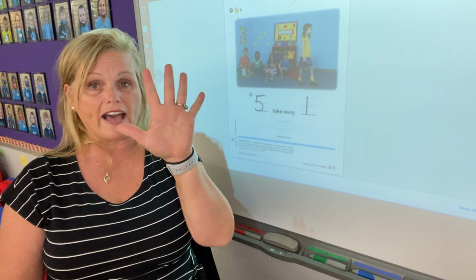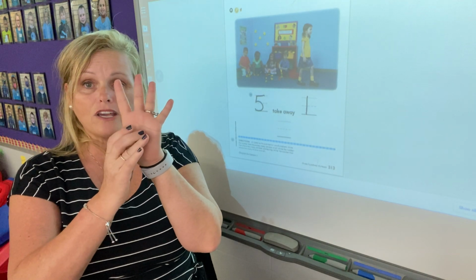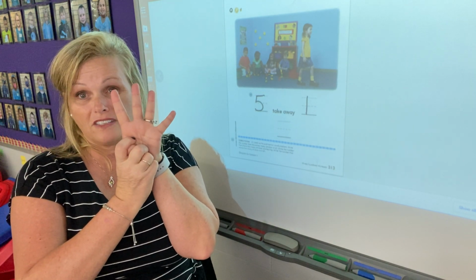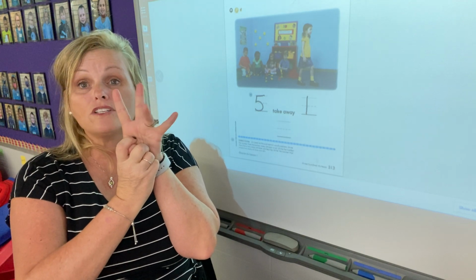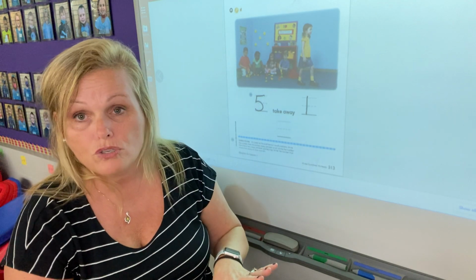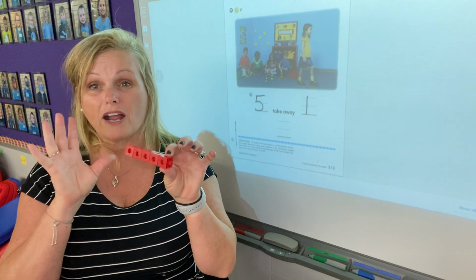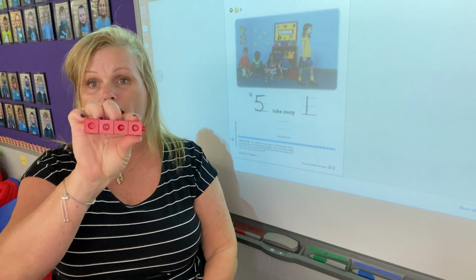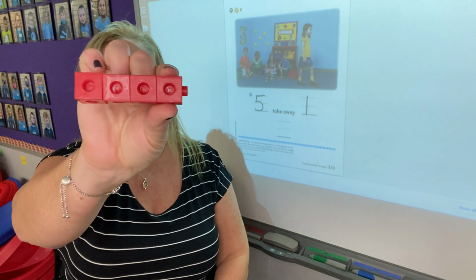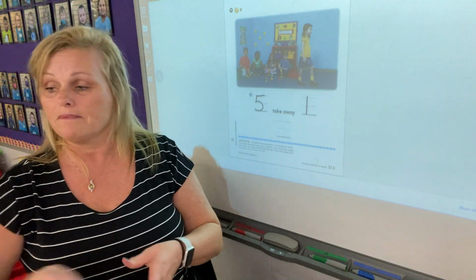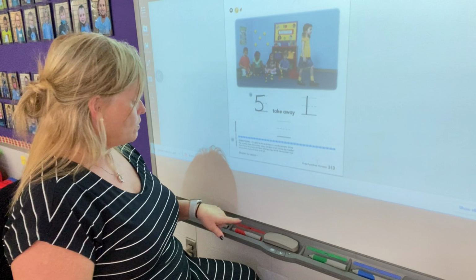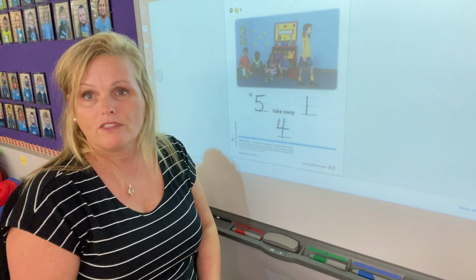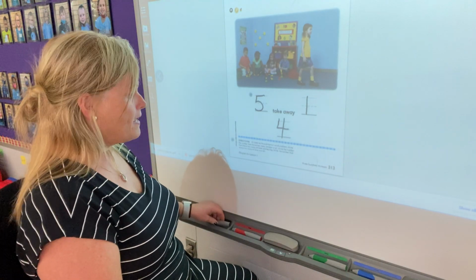So if we have 5 friends and we take away one of those friends, how many do we have left? There are 4. 1, 2, 3, 4. We could use Unifix cubes or some other object. We start with 5, and if we break away or take away 1, we're going to have 4 left, okay? All right, so if we have 5, take away 1, we're going to end up with 4.